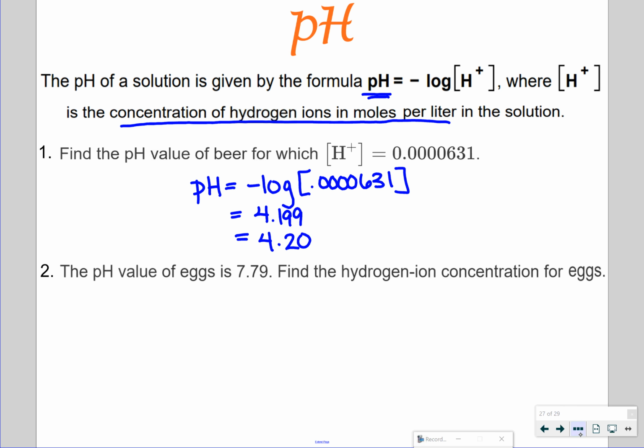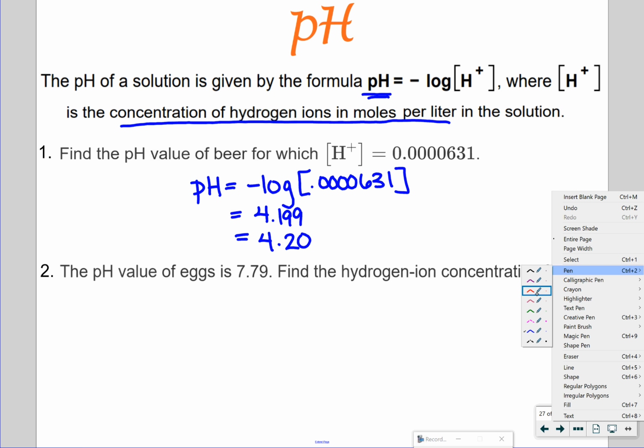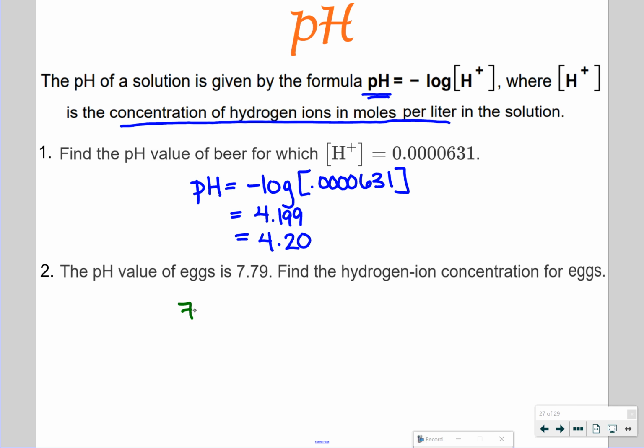Okay, let's look at the problem the other way. Here I have a pH of 7.79, and we're trying to find the hydrogen ion concentration. So we're solving for H+. This is the pH of eggs. Okay, remember this is a log base 10.